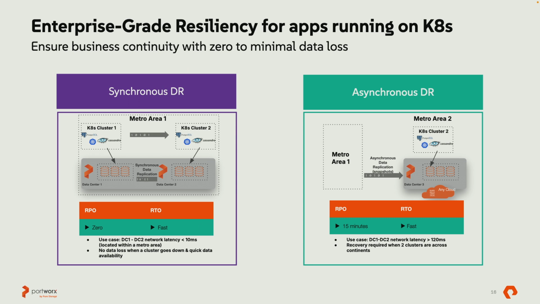With async DR, this is much more popular among Portworx users, you can set it at whatever schedule you like, whether that's 15 minutes, 30 minutes, couple hours, days, and that really gives you those flexible policies so that you can match the DR component to what your application actually requires. And these don't have to be within the same metro region. If you want to put it between two different data centers, you can.